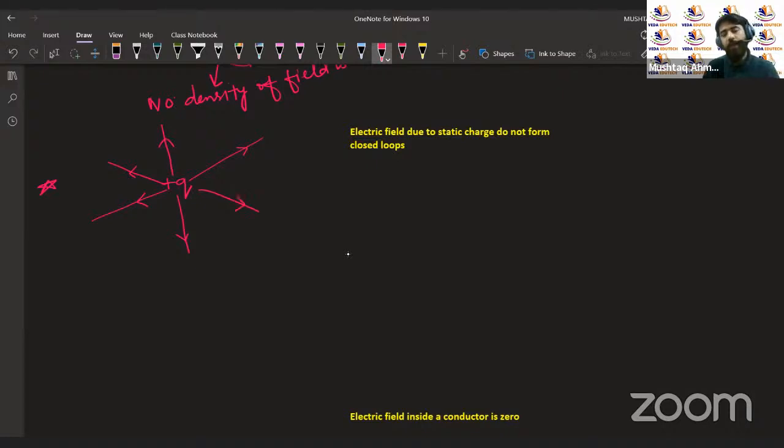And these electric field lines are going to terminate at infinity. So they will never form a closed loop, because we know that the electrostatic field, because of the static charge, is a conservative field.